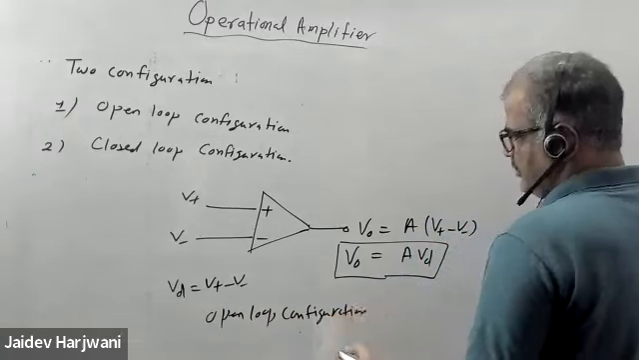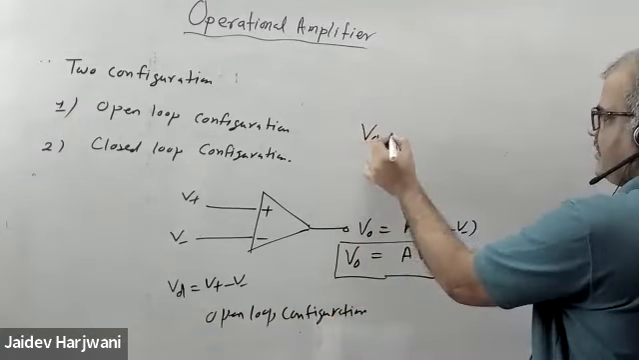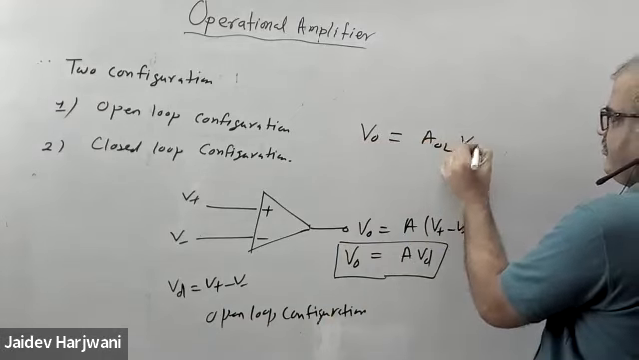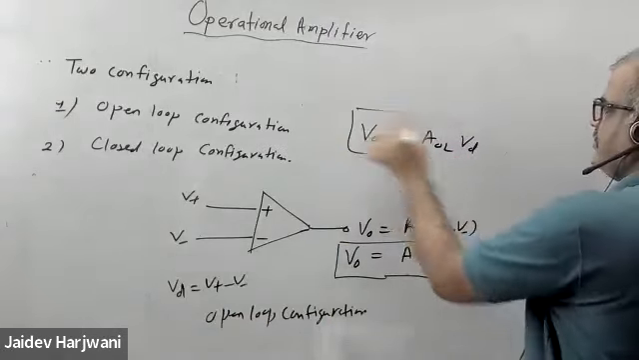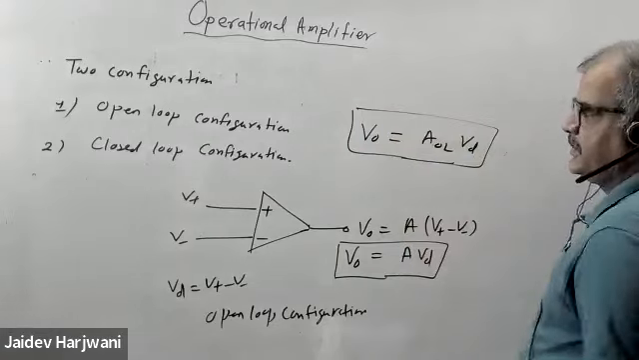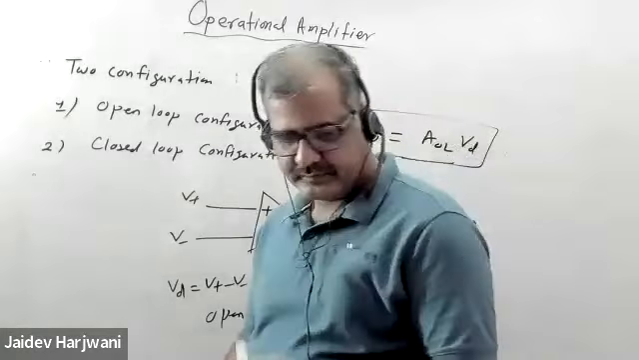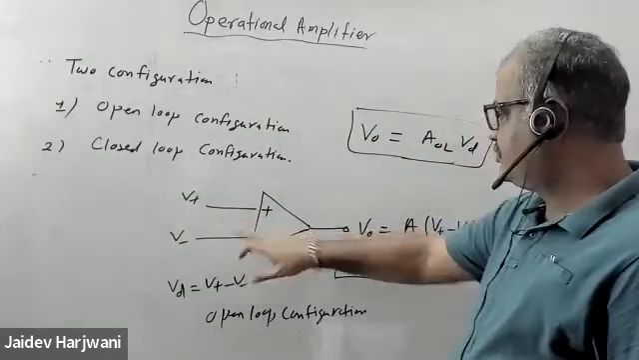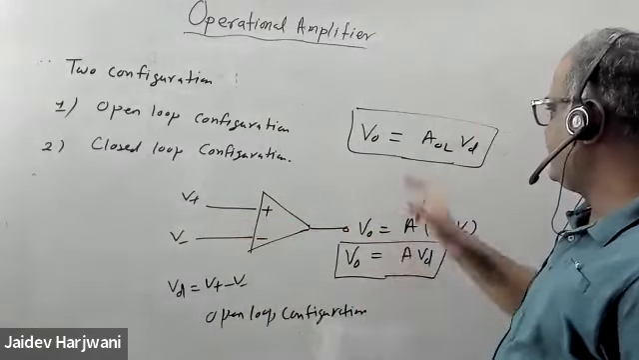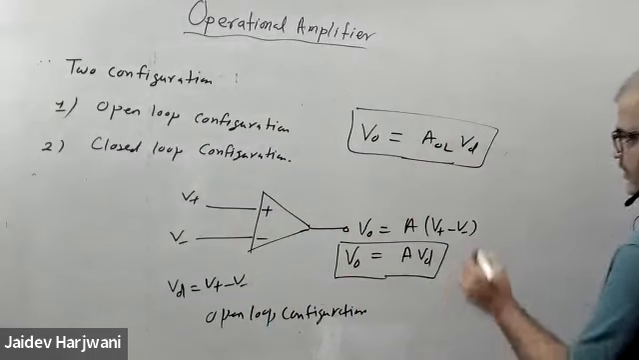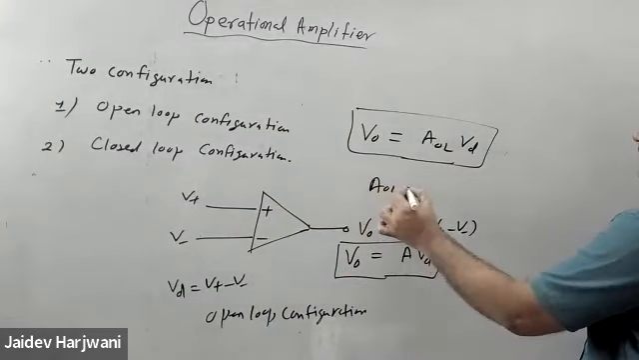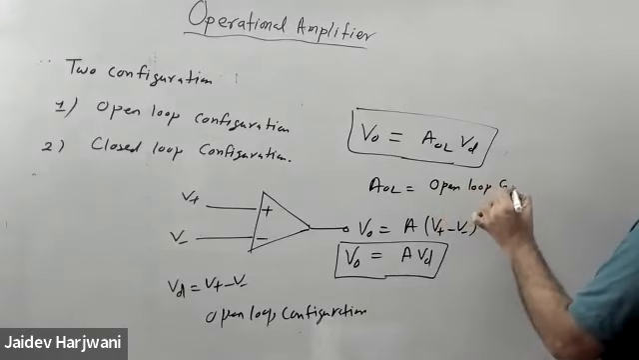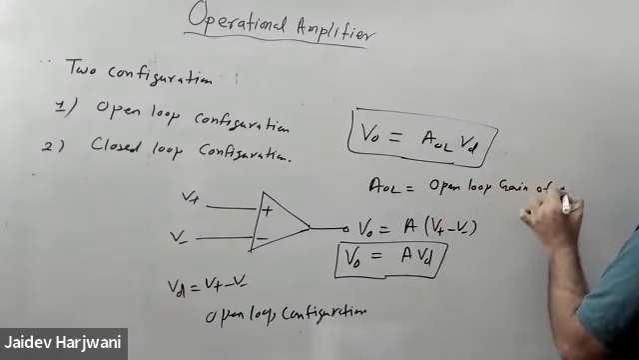Okay. So if you want to, you can also write this V naught as A times VD, where A is the open loop gain and this is your VD. So you can also mention it this way. Anything you apply here, the difference of these two will get amplified, and A_OL is the open loop gain of the amplifier.